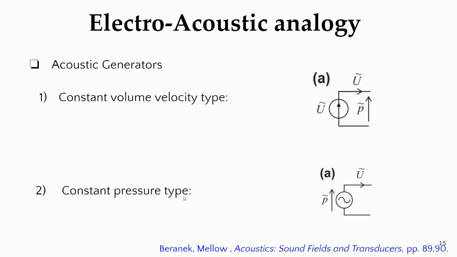And there are acoustic generators: constant volume velocity type and constant pressure type. If you remember correctly, it's basically the constant current and constant voltage type of generator, which we have studied, I think, in the 12th standard.